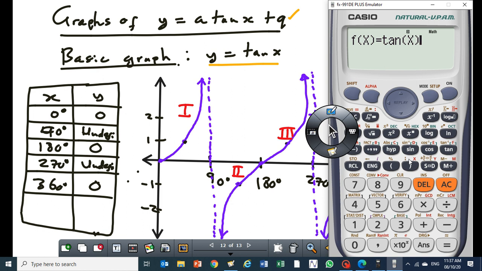So f of x equal to tan x. Now we are starting from 0 degrees and ending at 360. And the step here is going to change. In my calculator it's in German or Dutch.